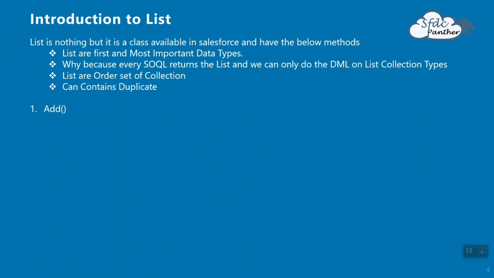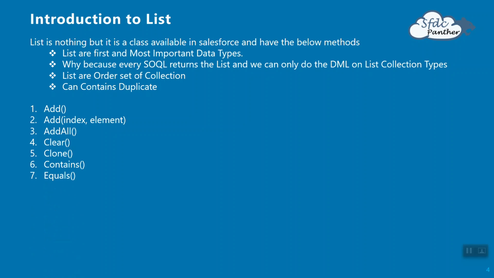So what are the different methods we have? Add, to add a particular element in a list. Add at a predefined index, where we want to add. We can add all the elements if we have another list: if we have two lists and want to add all the elements of the first list into the second list, we can use the addAll method. Then clear, to clear all the elements in the list. Then we have clone, to clone the particular list. We can check if the list contains a particular element or not with contains, which returns true or false.